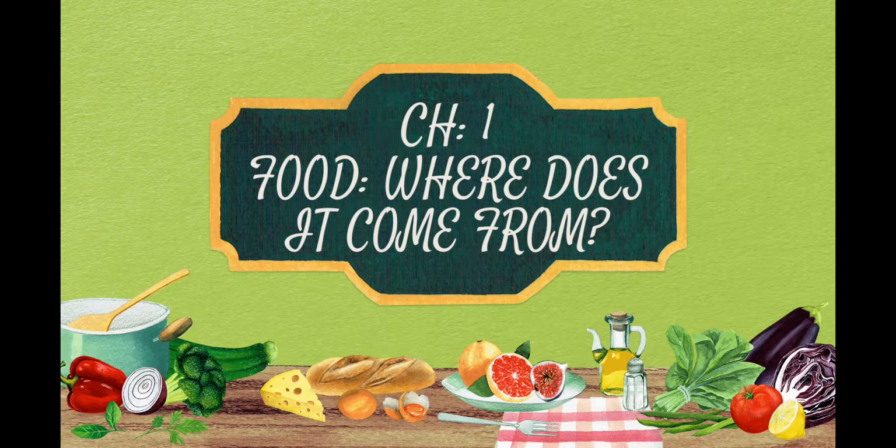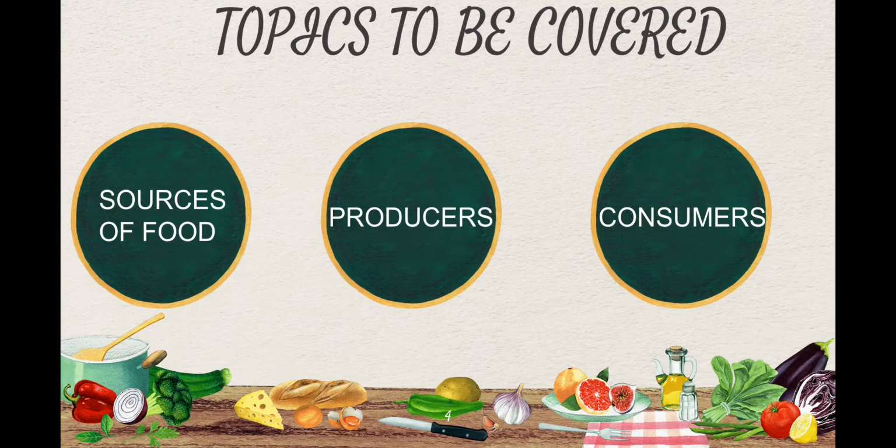So, students, let's learn your science class 6, chapter number 1, food. Where does it come from? Topics to be covered in this session are sources of food, producers, and consumers.